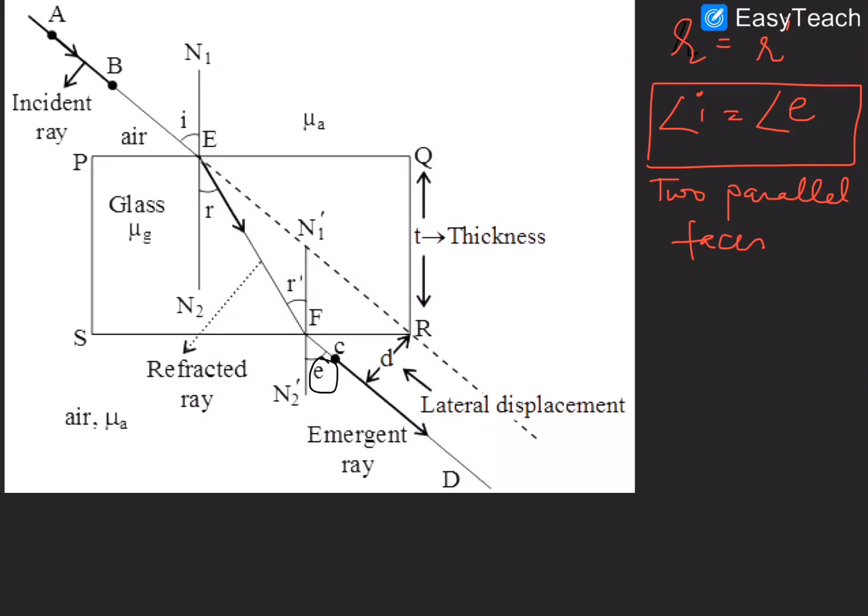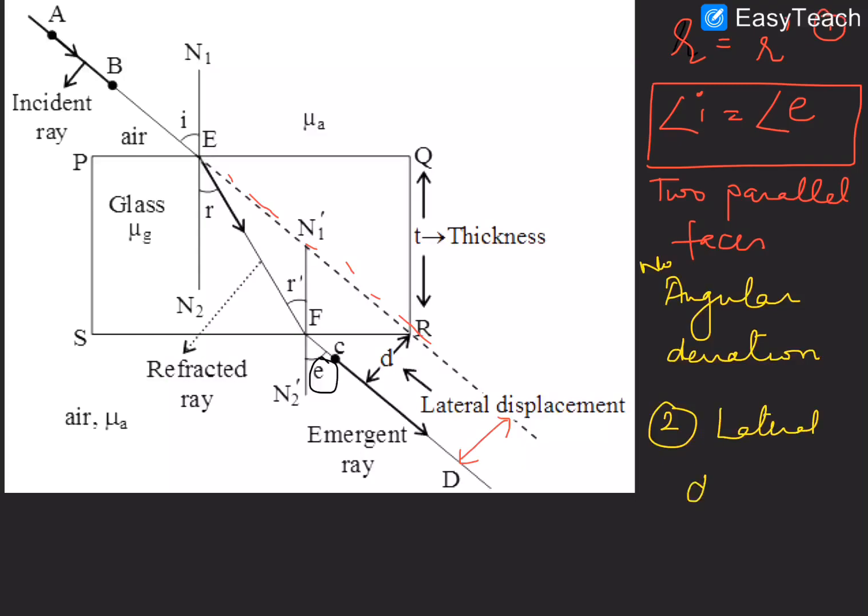But you can see that if there were no medium, this ray would have gone straight, but this ray has been deviated and this much is the lateral deviation. So the first conclusion is there is no angular deviation in case of a slab. There is no angular deviation, whereas there is lateral displacement which can be measured by this activity. So there is some lateral displacement, as you can see in this diagram.